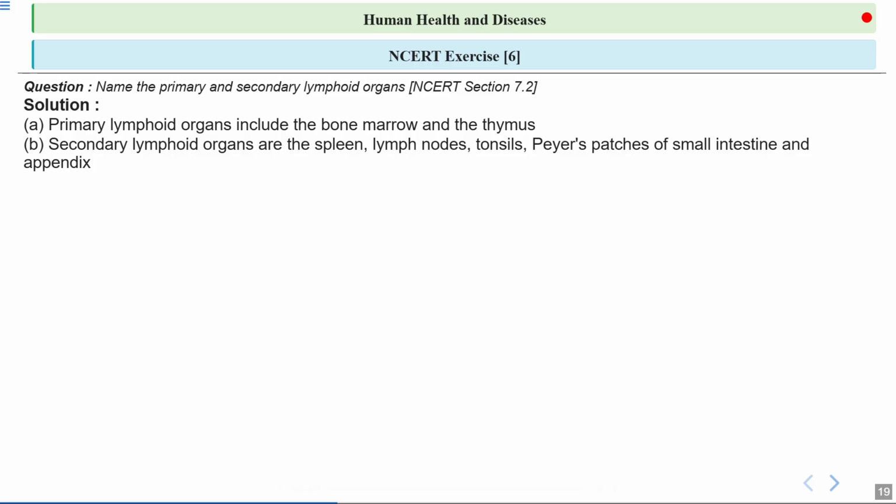Now, let's look at the secondary lymphoid organs. Examples of secondary lymphoid organs are the spleen, lymph nodes, tonsils, Peyer's patches of the small intestine, and the appendix. These are the kind of battlefields where immune cells encounter pathogens and mount a defense. Each organ has a specific role in protecting different parts of the body.